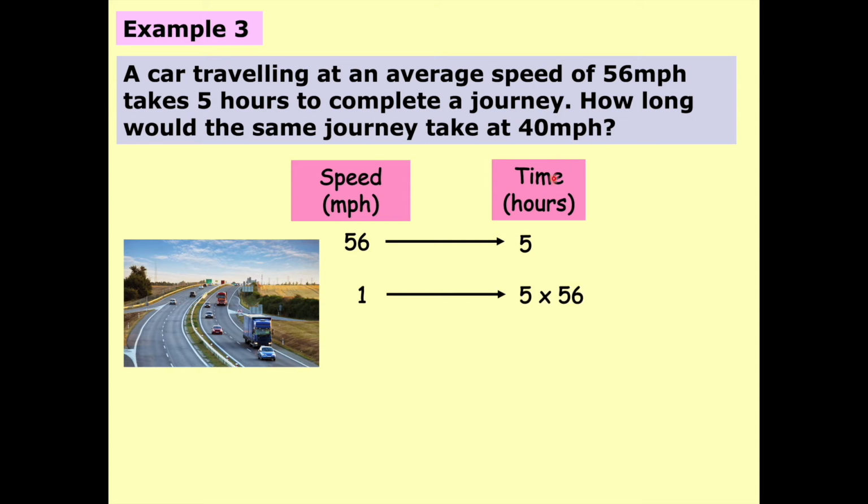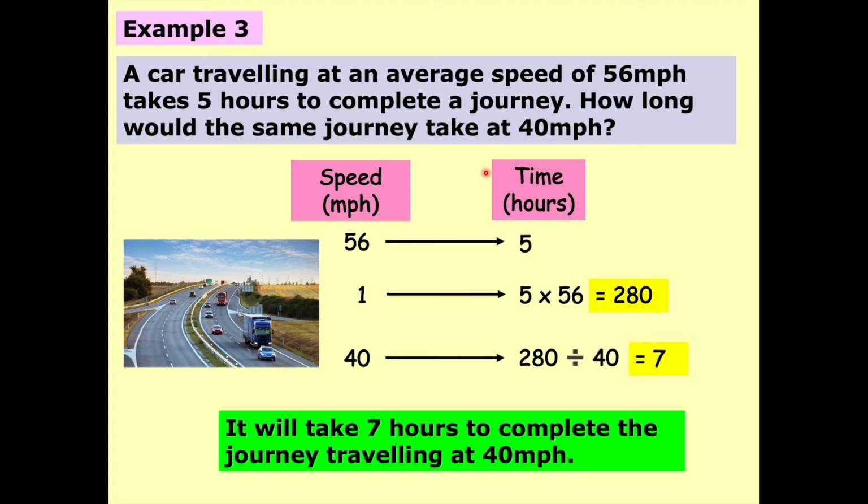So we're doing 5 times 56, taking this last column and multiplying it by the first. So it would take 280 hours if you were travelling at a speed of 1 mile per hour. And then to figure out 40 miles per hour, we take our 280 and divide it by 40 to get 7. And then finishing it off with our little sentence, it will take 7 hours to complete the journey travelling at 40 miles per hour.